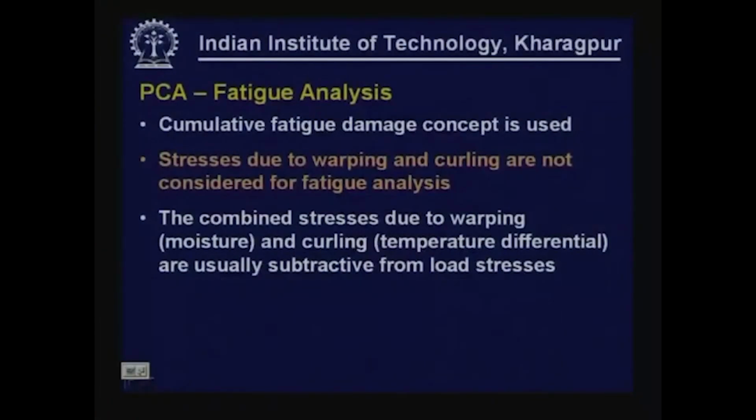So, the warping and curling stresses are not considered and they are not added to the wheel load stresses for carrying out fatigue analysis. The combined stresses due to warping, which occurs because of variation in moisture within the slab, and curling, which occurs because of the variation in temperature within the slab, are usually subtractive from load stresses most of the time.